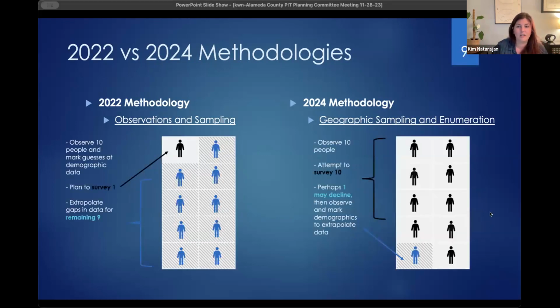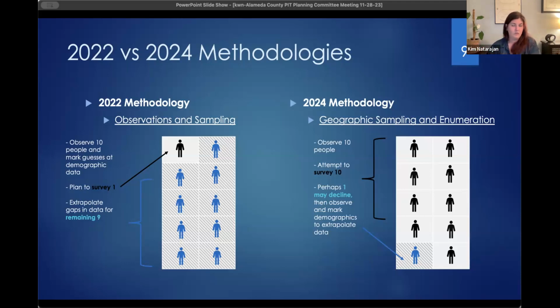So one way to think about this is just visually, 2022 versus 2024. If for 10 people who were observed in 2022, one of them was surveyed and the other 9 received some extrapolated data about what we think is happening to them. So in the picture, we have a little Black person who actually spoke to us and got a full survey. And then the little blue people, all those people were seen and noted as observed, but the survey was not done. And that was the plan up front.